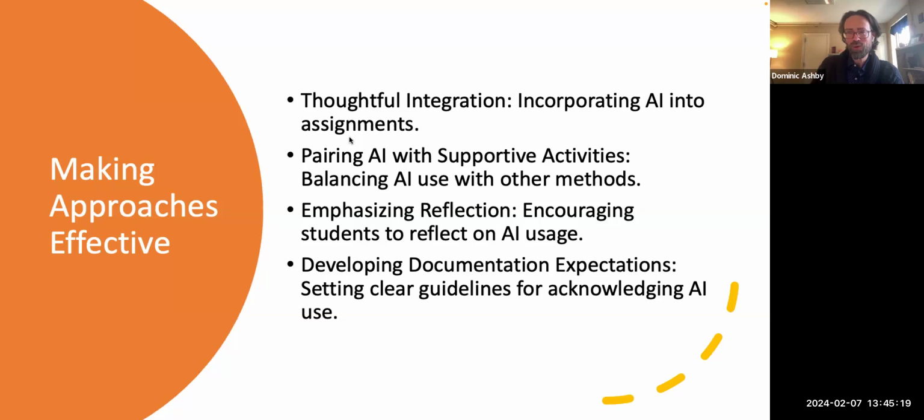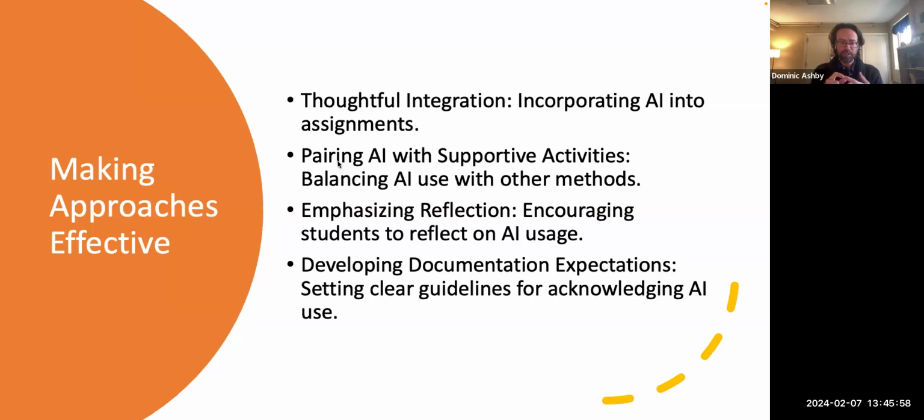Now I'm running low on time, so I do want to very briefly summarize a couple of other things here in terms of being able to make these kinds of approaches effective that I've just showcased or given examples of. I think key at the top is this idea of thoughtful integration, right? This needs to be more than just add AI and stir. We need to have a rationale for why we're doing it. We need to be able to articulate that to ourselves. We need to be able to articulate it to our students and have conversations about it.